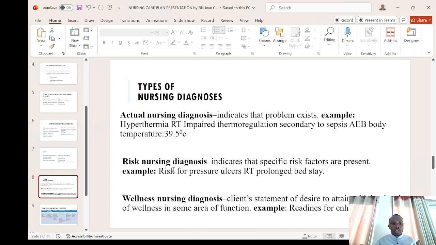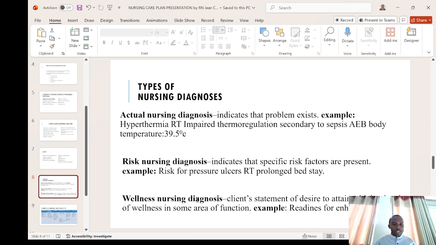The next type is the risk nursing diagnosis. This is a potential one. It indicates that specific risk factors are present. For example, risk for pressure ulcers related to prolonged bed stay. You see the patient is sleeping in one place and staying there. That patient is at risk of developing pressure ulcers. Your intervention is about the health education you can provide. It's about changing the bed positions. So before doing that, when you are preparing the nursing care plan, this risk for pressure ulcers can be a good nursing care plan to show.